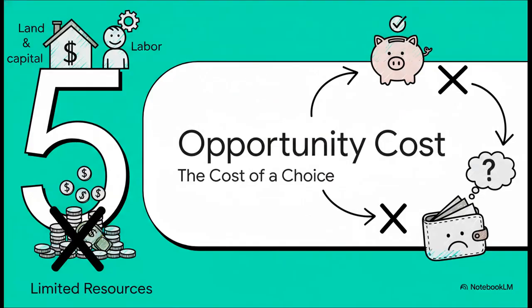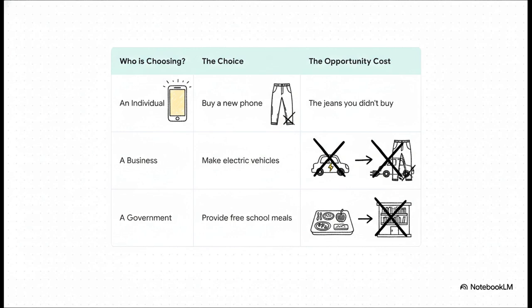All right, time for our last really critical idea. All of these resources we've talked about, land, labor, capital, they're all limited. There's only so much to go around. This scarcity means that every single time a business or a government or even you makes a choice, there's a hidden cost, and it's called opportunity cost. Opportunity cost is simply the next best thing you have to give up when you make a decision.